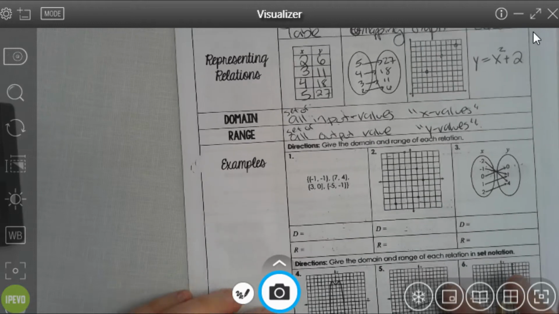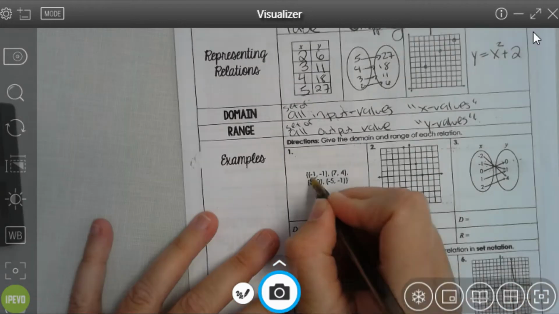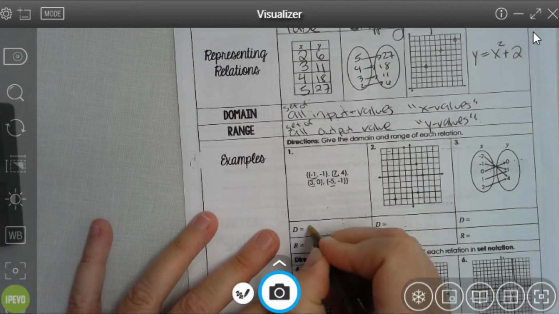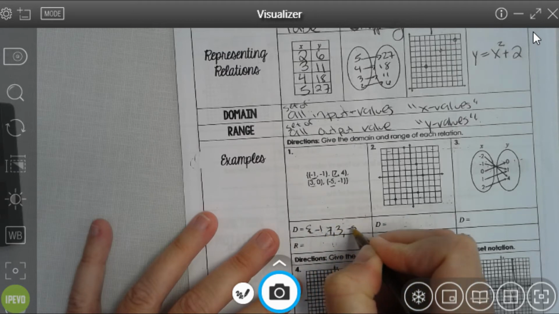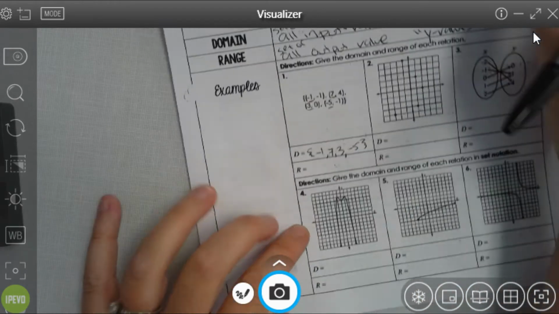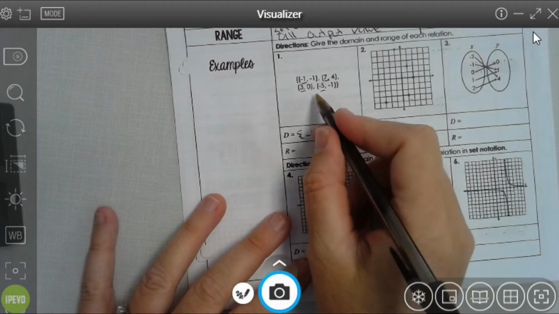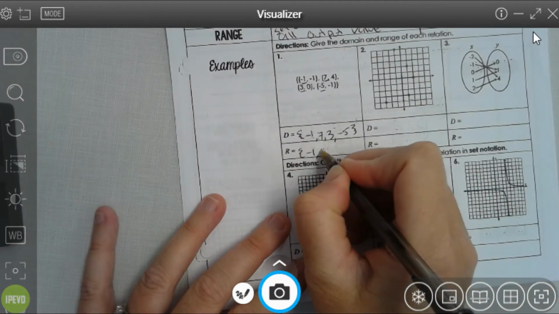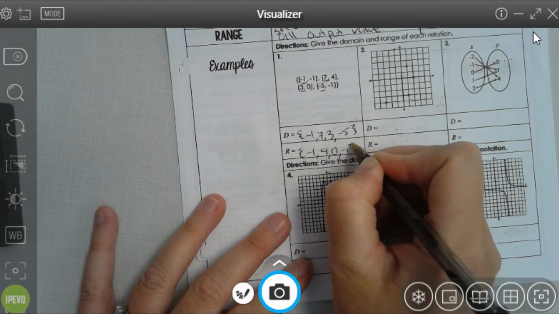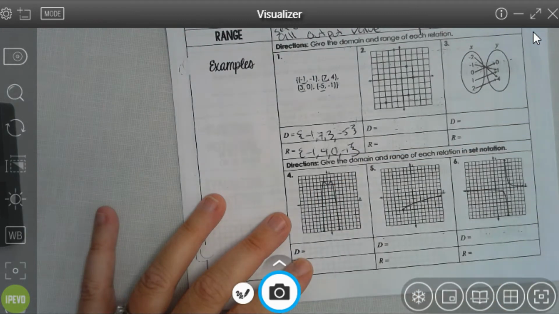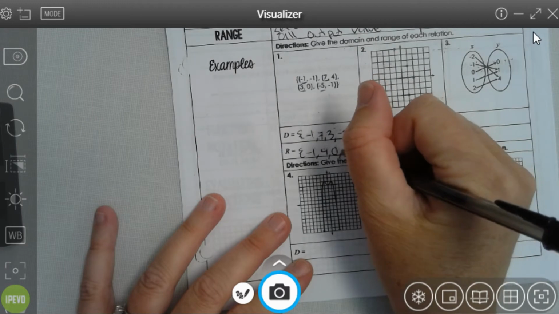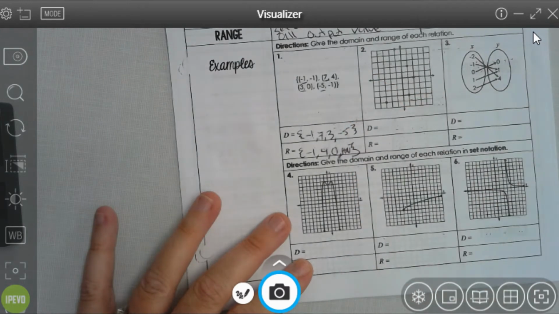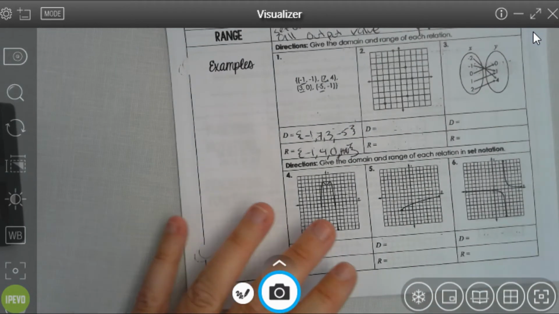I want you to give the domain and range of each. The domain is just your x values here. So I'm going to say it's the set of -1, 7, 3, and -5. And then the range is all these y values: -1, 4, 0, and -1. Technically, you only have to write the -1 one time since it's already there. If you write it twice, I'm not going to take off for it, but technically you wouldn't write it twice.